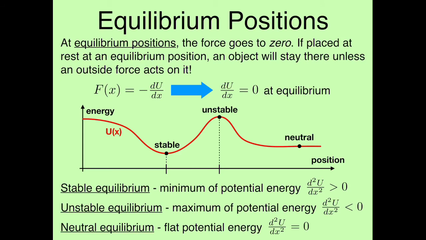Unstable equilibrium, again, that's a maximum of potential energy. That's up here. And so what we say there is the second derivative is negative because, look, it's a concave down shape. We have a negative second derivative at that point. If we have what's called a neutral equilibrium, that's the case where the second derivative goes to zero and you just have a flat function like this. Okay, so those are the three different cases we should be aware of and know how to distinguish between.